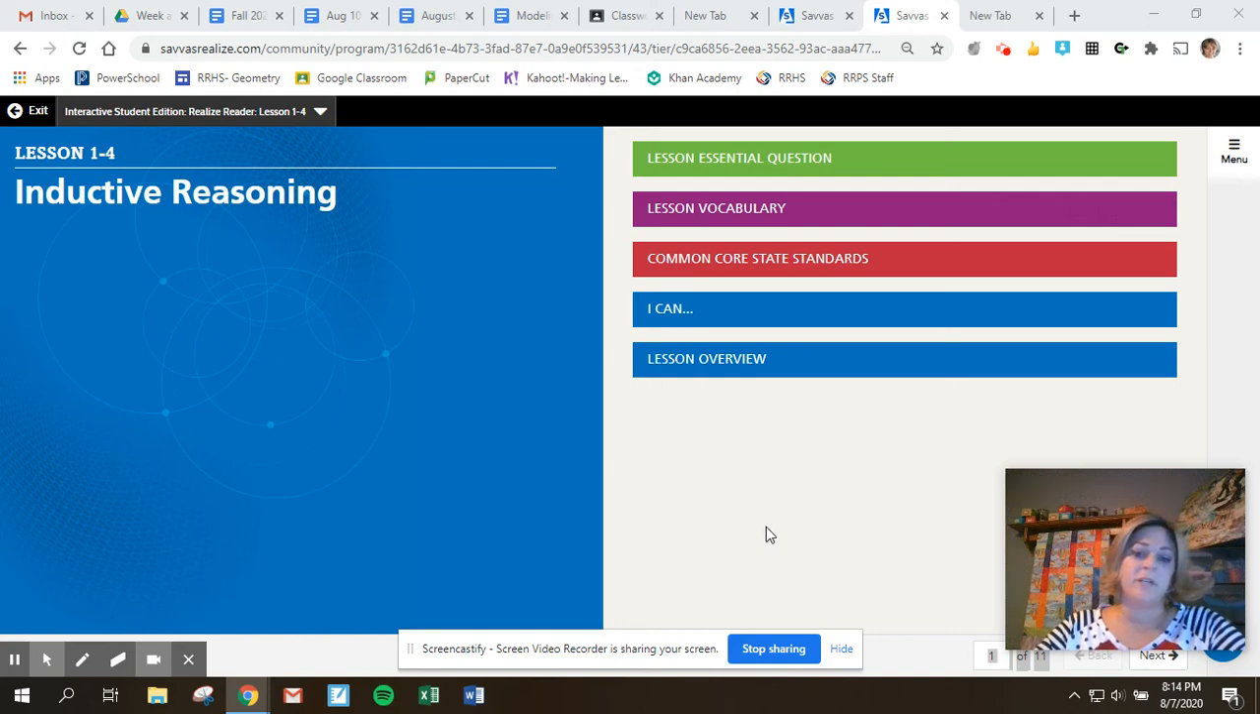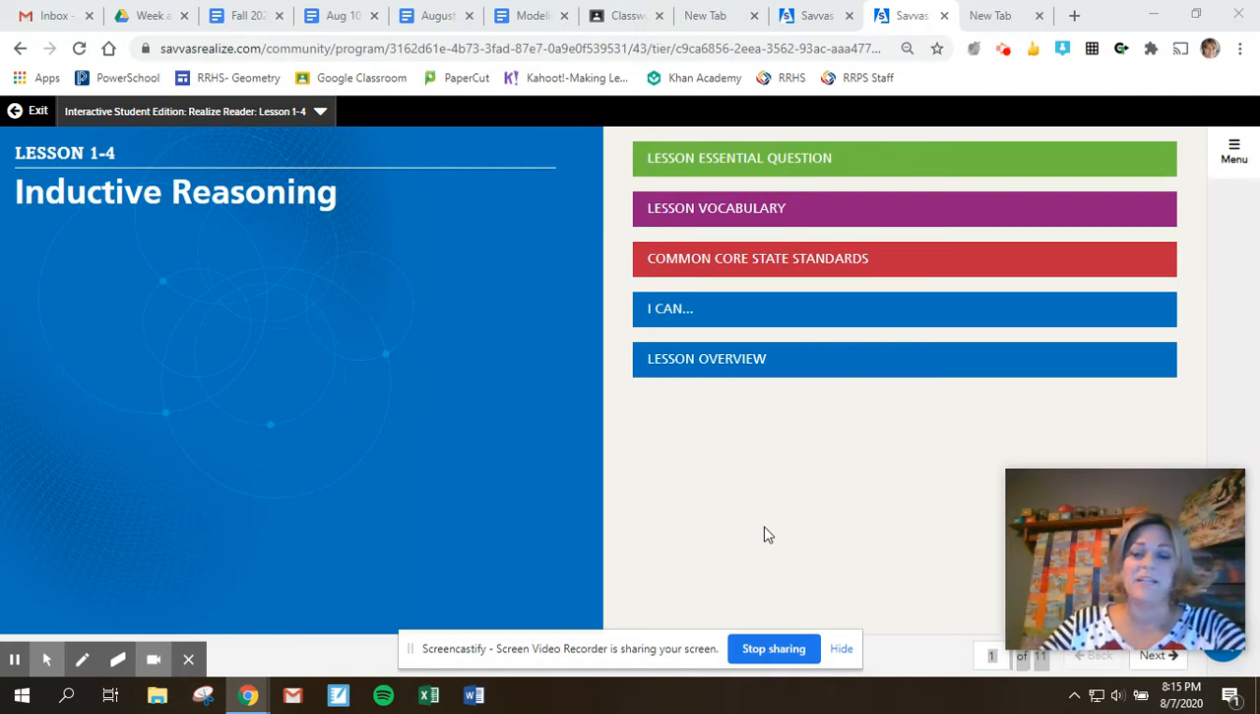Lesson 1.4 is the beginning of geometric proofs. For a lot of kids, proofs are the hardest thing in geometry. So we're going to start out basic and we're going to build on that. Everything we do from 1.4, it's going to fluctuate. Some things will be easy, some things will be difficult. It's just going to go up and down.